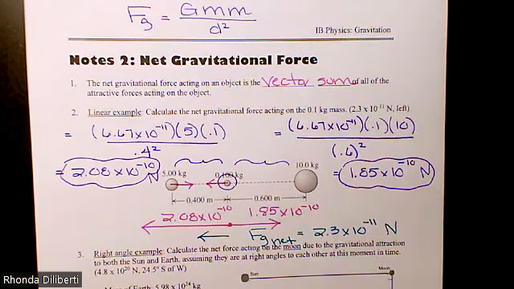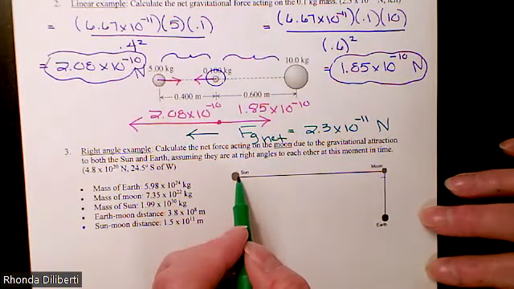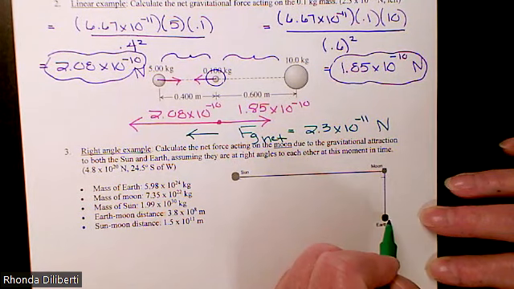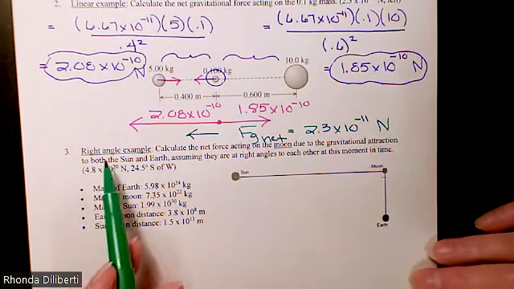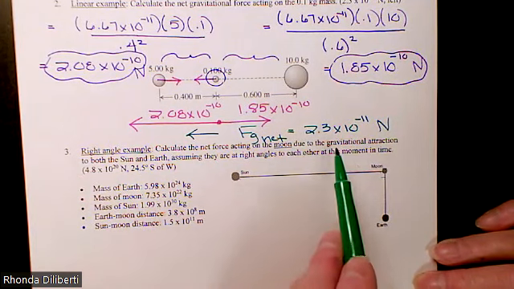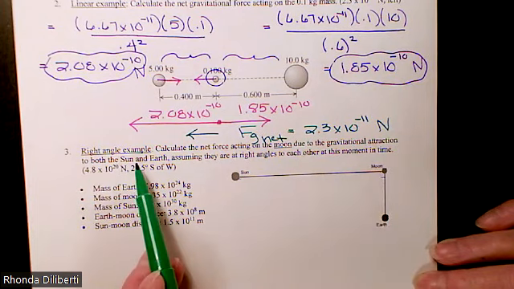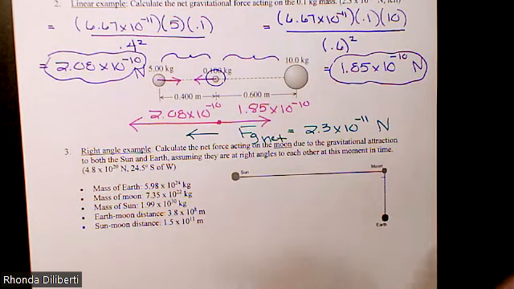All right, but let's look at another example now where the objects are not in a straight line. So this is a very simplified picture, but over here we have the sun, and we have the moon, and we have the earth. So in this exact moment, they're in this, I'll call it right triangle configuration. All right, so it says calculate the net force acting on the moon due to the gravitational attraction to both the sun and the earth, assuming they're at right angles to each other. And then we're given some data down here.